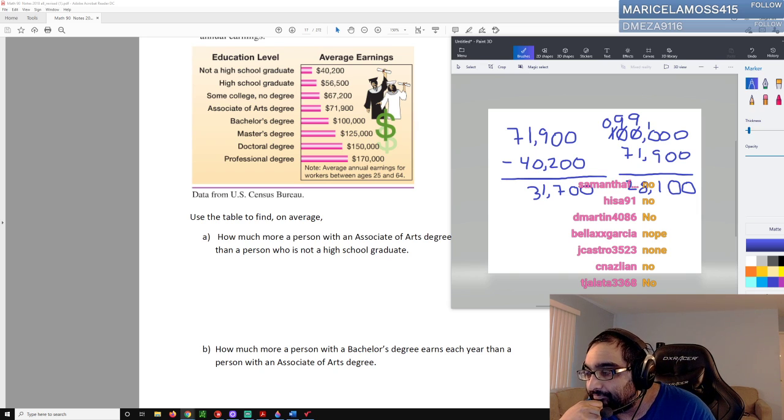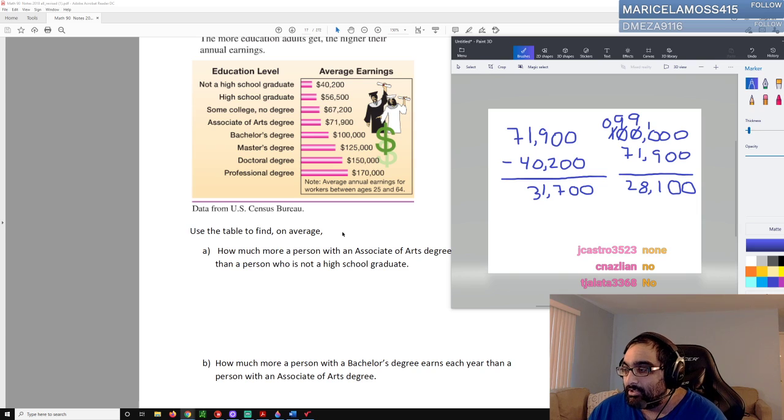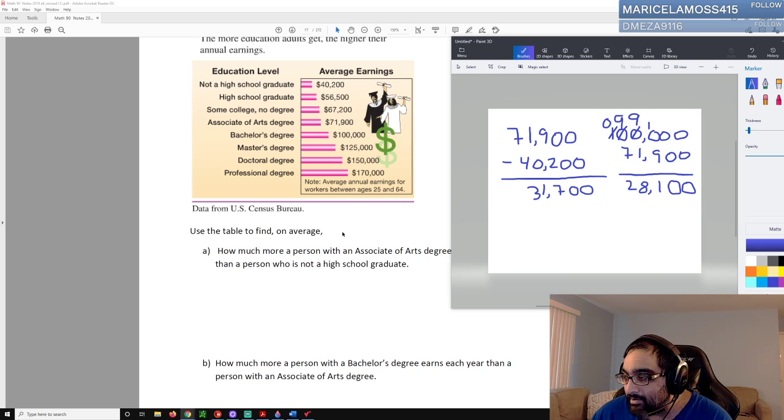Okay. Now, one of the things that's actually really interesting about a problem like this is that these talk about the average earnings of a person who has an education. Now, the problem is that if you're not a high school graduate, your average earnings is $40,200, which in reality is really not true. I would suspect that it would be much lower than $40,200 in terms of what you would get out on the open market if you did not have a high school diploma or GED.